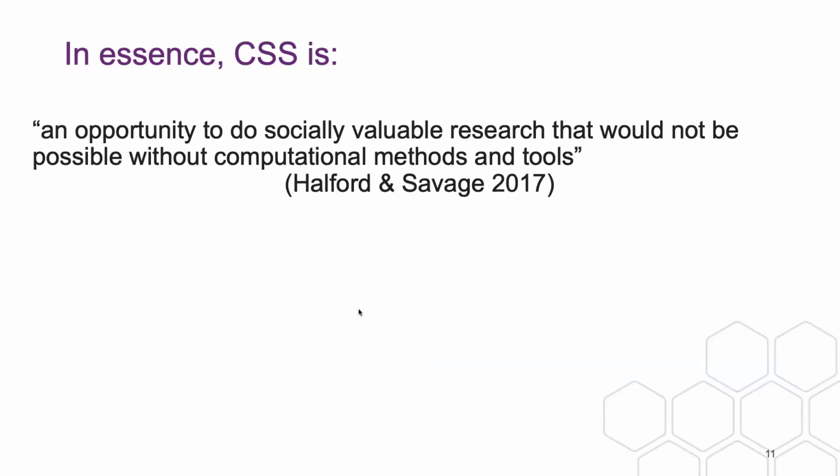And here we have a really important quote. So in essence, CSS is an opportunity to do socially valuable research that would not be possible without computational methods and tools. So by this, I mean that we couldn't, for example, manually scan years of police recorded statistics to try and understand how crime rates have changed over the last 10 years. This physically wouldn't be possible to do manually, but with the use of computers, we can apply advanced statistics and models in order to understand that change in crime rates.